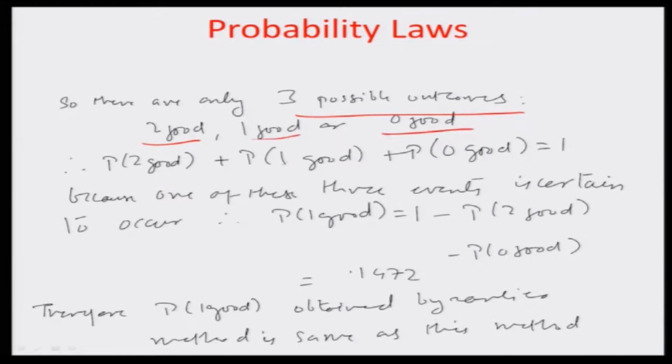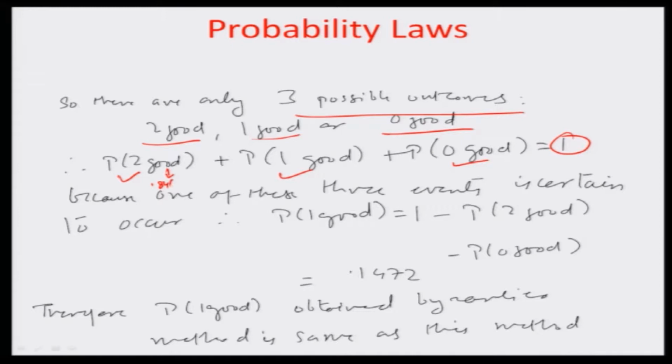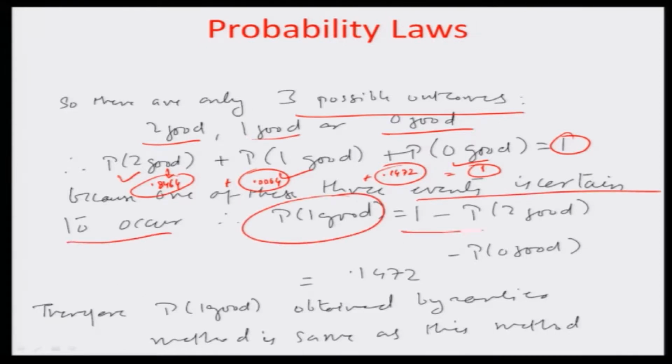So, in general, there are only 3 possible outcomes as you see here, 2 good, 1 good, or 0 good, and therefore it would be a summation of all these probabilities. So, either it is 2 good or 1 good or 0 good, and this summation, as we can see, is actually equal to 1, this being as we calculated earlier 0.8464, this being 0.0064, this being 0.1472. So, this all sums up to be 1, okay. So, that is how it is. Because one of these 3 events is most certain to occur, the probability of 1 good can be recorded as 1 minus the probability of 2 good minus the probability of 0 good, and that is 0.1472. That is how the proportion has been drawn here.